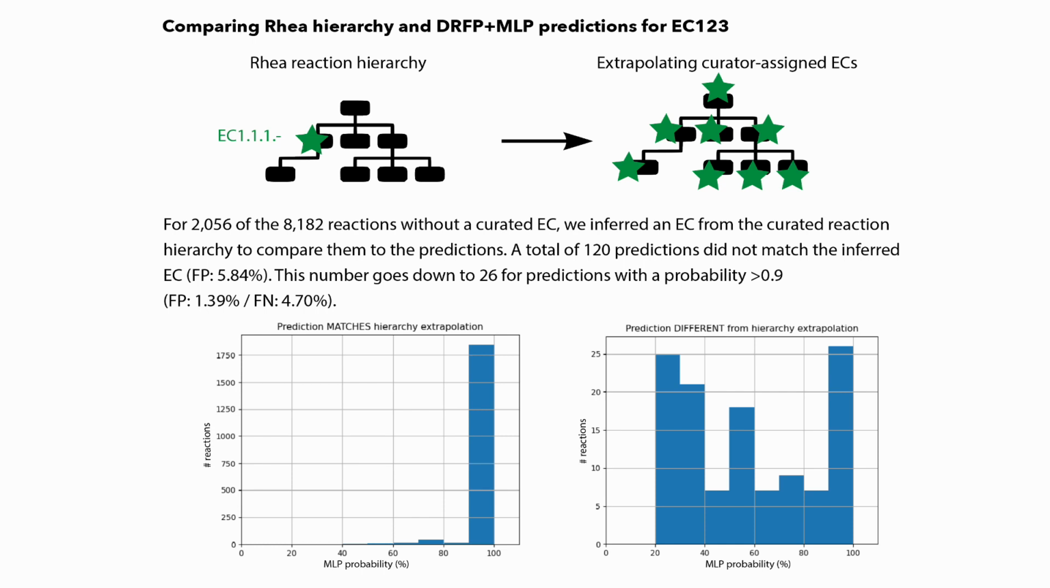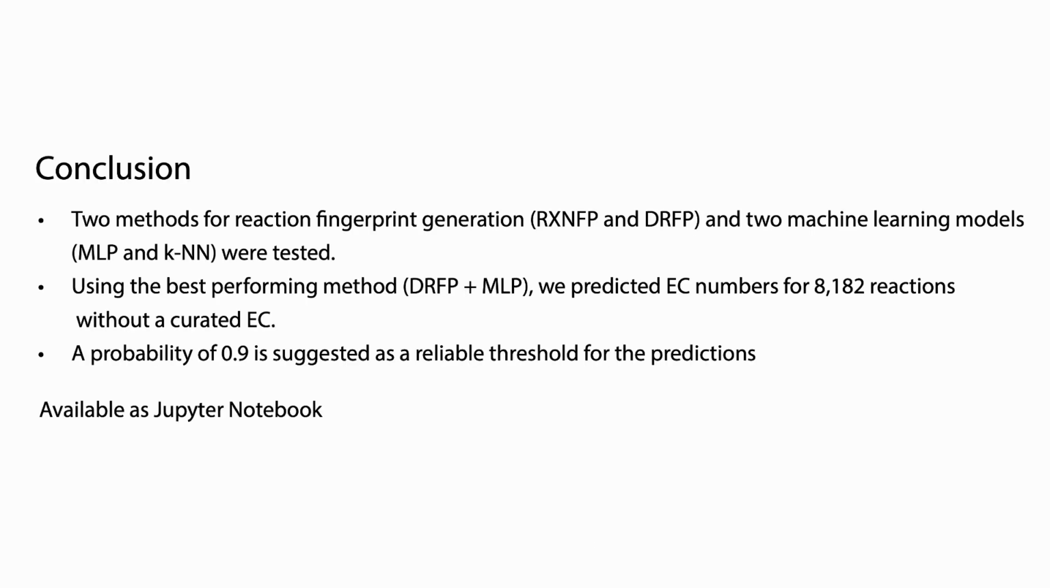Comparing the predictions with curated ECs revealed a low false positive rate. Only 120 predictions did not match the inferred ECs, with an error rate of 5.8%. The error rate decreased to 1.3% for predictions with a probability above 0.9. A probability cutoff of 0.9 was suggested as a reliable threshold for the predictions.